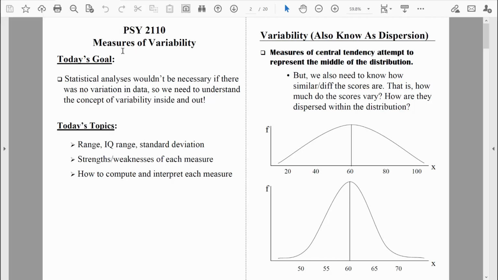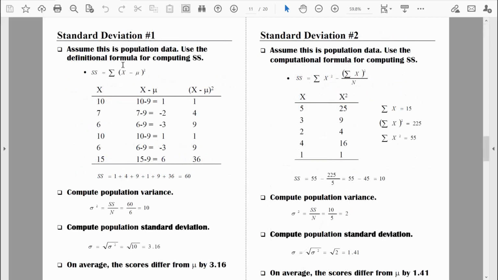Welcome back, everybody. Let's continue to talk about measures of variability. In the last video, we talked about how to compute the standard deviation for data from an entire population. We learned how to compute sum of squares both using the definitional formula and the computational formula. And at step 2, we computed population variance, symbolized with a sigma squared, and population standard deviation, symbolized with a sigma.